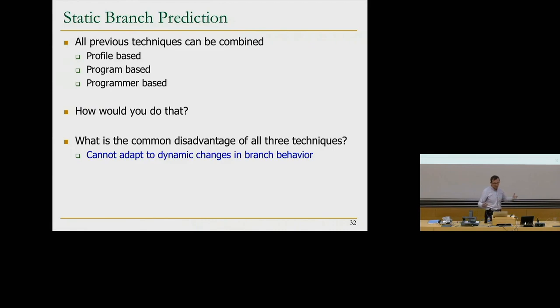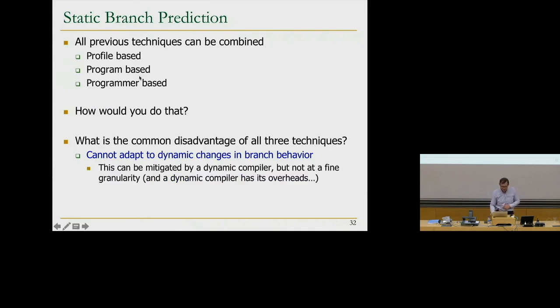Basically, you may have branches. A branch may change behavior dynamically. It's not always taken. It's not always not taken. But there's no way to encode this with the techniques that we've discussed. For example, the branch that you saw: taken, not taken, taken, not taken, taken, not taken, taken, not taken. It's very, very predictable. You just recognize that pattern and predict the branch correctly. But static techniques cannot do that.